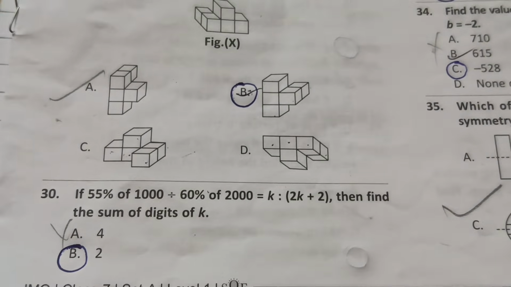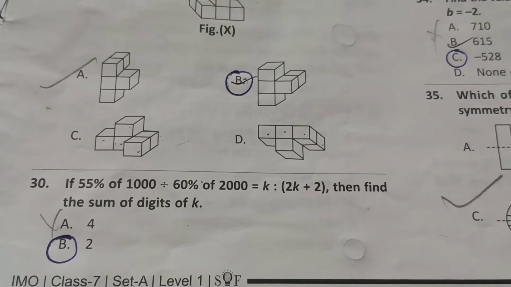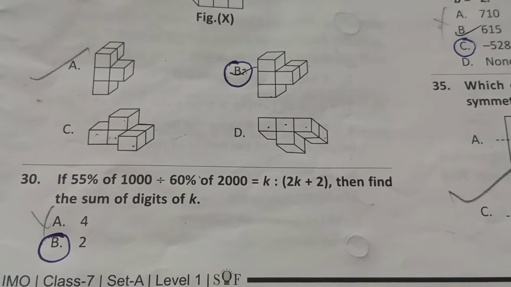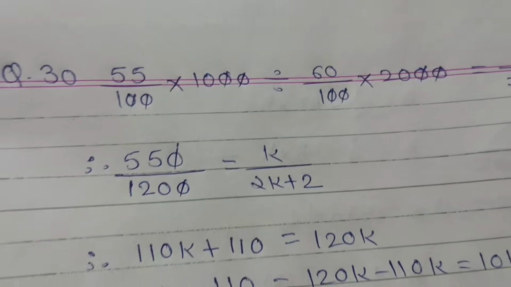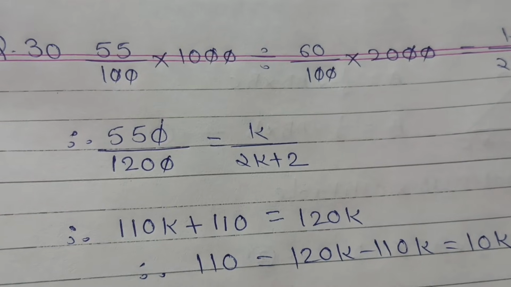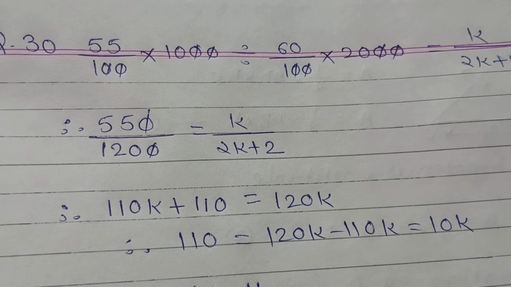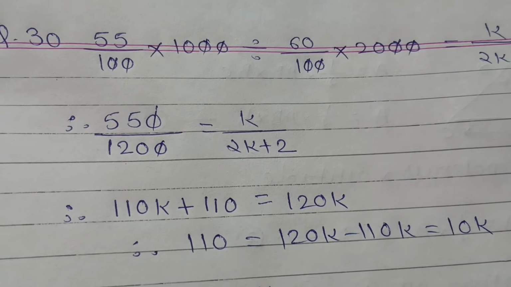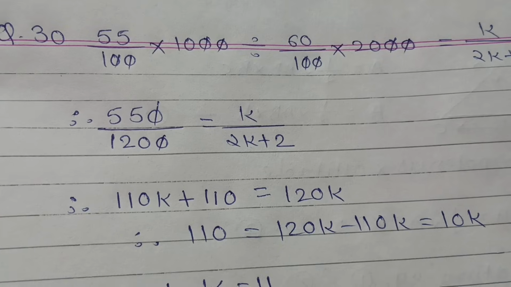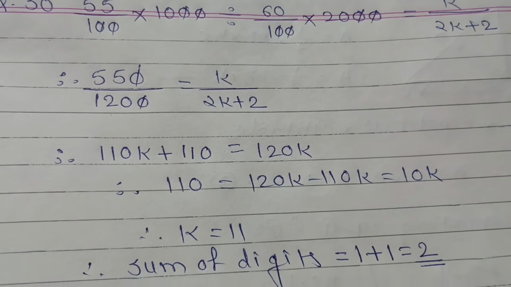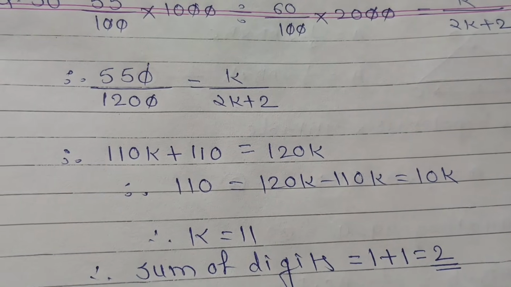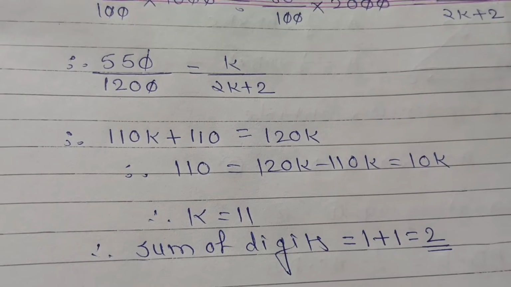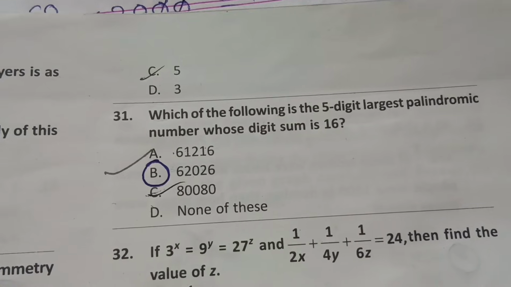Question number 30. If 55% of 1000 divided by 60% of 2000 is equal to k upon 2k plus 2, find the sum of digits of k. To find the answer, first take 55% of 1000 divided by 60% of 2000, that is 550 upon 1200 is equal to k upon 2k plus 2. So after solving the equation, we get the value of k as 11. The sum of digits of 11 is 1 plus 1, 2. Hence option B.